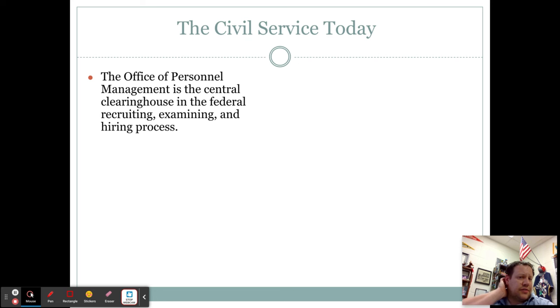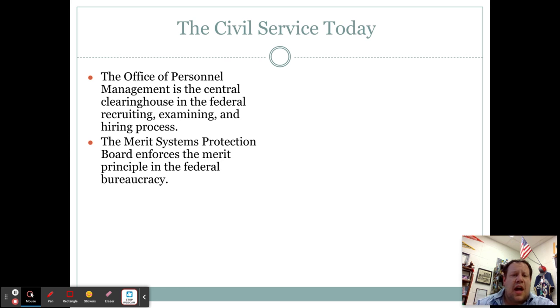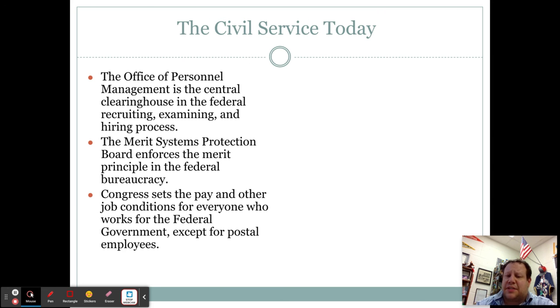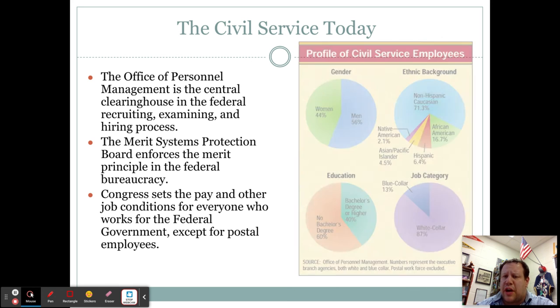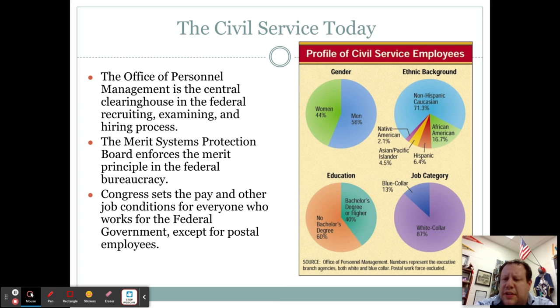So the civil service is under the Office of Personnel Management. It's the central thing for recruiting, examining, hiring, firing, all that kind of stuff for the federal government. Every state has their own as well. It's the Department of Administration here in the state of Wisconsin. There's a merit system in there to enforce the merit principle that you should earn your job, not just be given your job. And Congress sets the pay and conditions for people, except for postal employees. Postal employees do their own thing because the post office is slightly different. Whole other story. But Congress decides what pay is going to happen for each area.